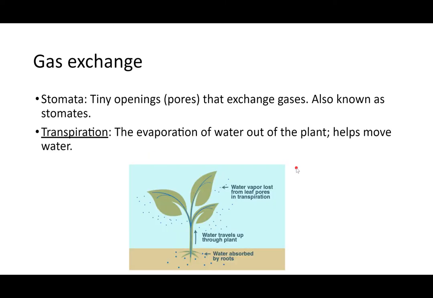And then again, transpiration is evaporation of water from plants. This is just going to help move water, because just like humans, we can have too much water in our system and then we won't be able to maintain homeostasis.